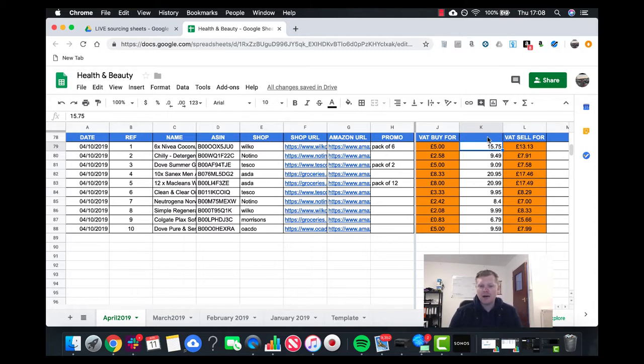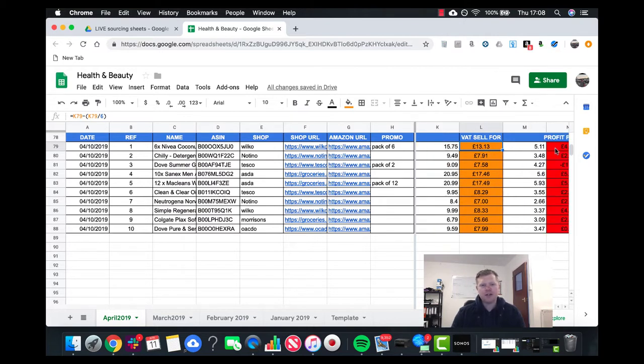I'll have to rewrite that one in, but in this instance it's $15.75, and again, if you're ex-VAT, the sheet will automatically work out and tell you that that's going to cost you £13.13 to buy, if you're ex-VAT price, basically. Okay.